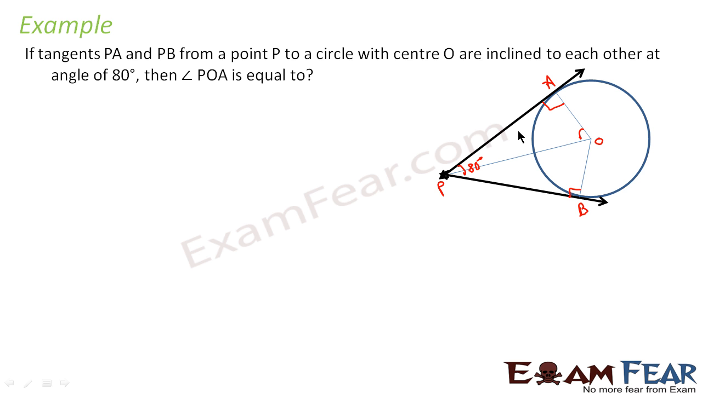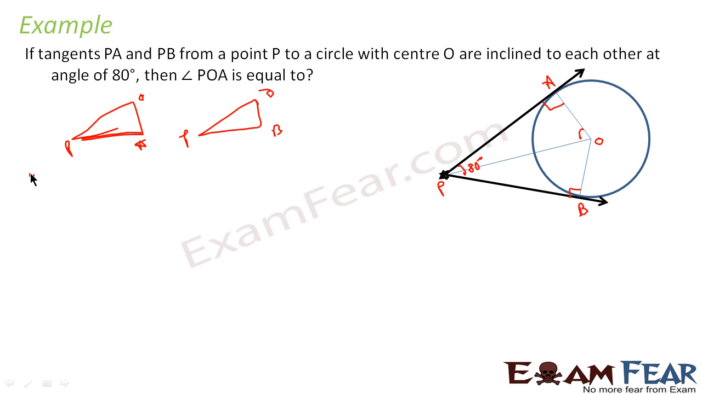I can show you actually if you want. Also PA is equal to PB. The length of the tangent from a given point is same. We know that. So both the triangles are congruent actually. Let me draw this way first. Two right triangles, PAO and PBO.